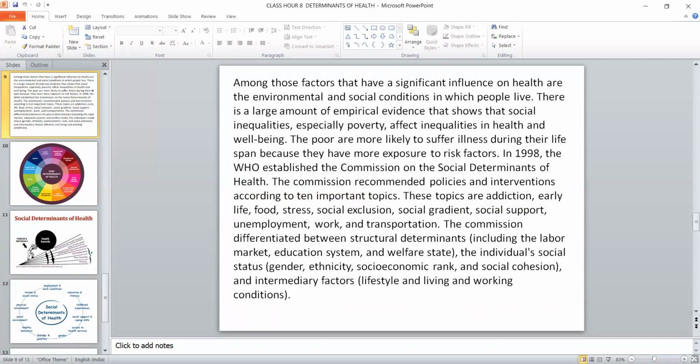As far as our portion is concerned, five possible questions are available. Number one, a section A question: what are the major determinants? Number two, why is it important? And coming to section B, there are two possible questions. What are the economic determinants of health? And what are the social determinants of health? These two section B questions are possible.